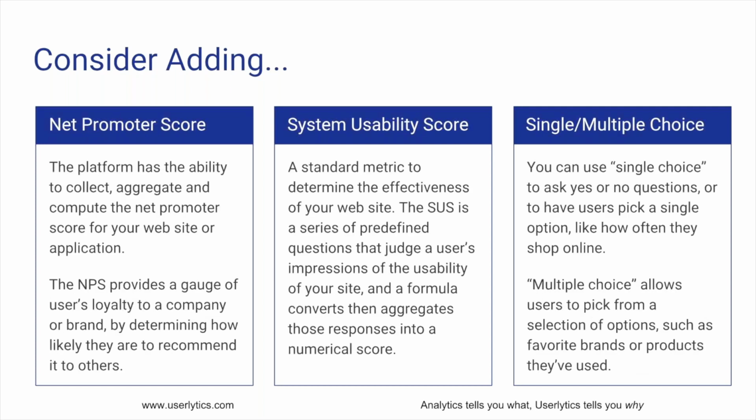The other things we can add to the study, typically at the end, are the Net Promoter Score. If you're familiar with the NPS, it's a gauge of users' loyalty to a company or brand. You can use this to get a baseline NPS for your particular application, or you can see how the NPS has changed since they've used, say, a new section of your site or a new prototype of an application you've created.